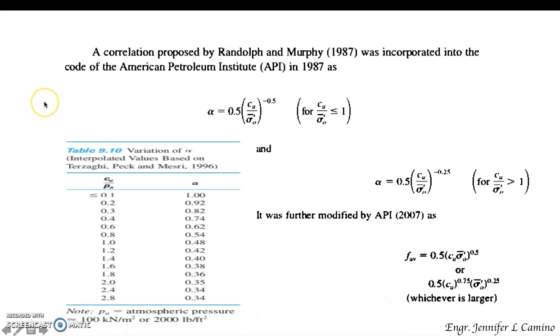A correlation that was proposed by Randolph and Murphy was incorporated into the code of API, and he has identified that alpha is equal to this equation, wherein C sub u over sigma sub O prime should be less than or equal to 1, and our alpha is also equal to this equation when C sub u over sigma sub O prime is greater than 1. It was further modified by the API that our unit frictional resistance is equal to this expression or to this expression, whichever is larger in value.